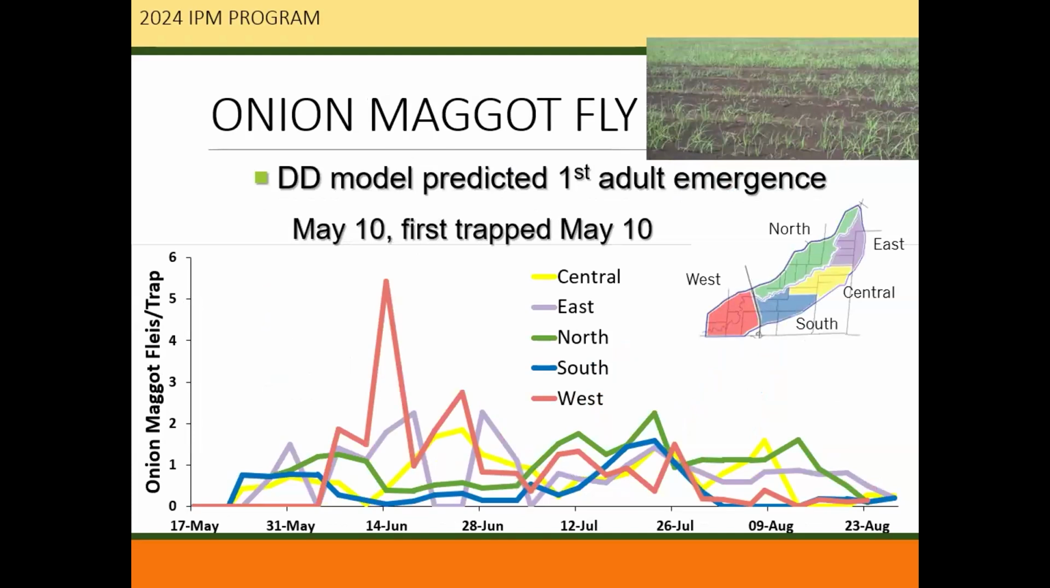For onion maggot flies, populations were quite low overall. These are much lower numbers than we've seen in previous years. A couple small spikes here and there, but nothing too alarming. And the seed treatment that we're using, Suppresto, seems to be doing a very good job.